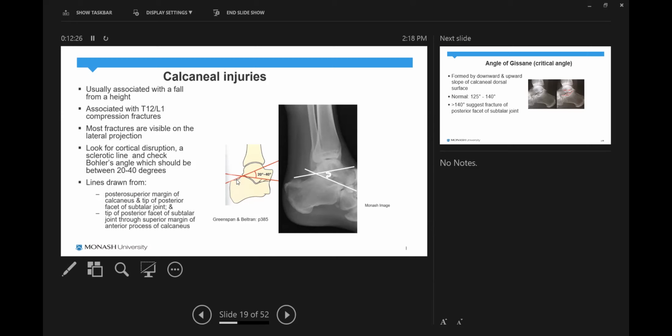Bohler's angle is measured by drawing a line from the posterior superior margin of the calcaneus to the tip of the posterior facet of the subtalar joint, and then also from the tip of the posterior facet through to the superior margin of the anterior process, and it's that angle that's measured.